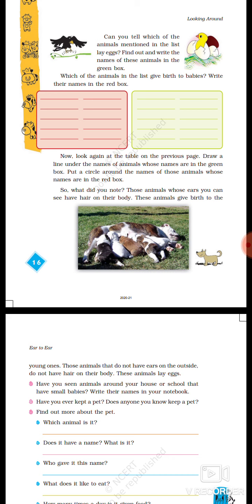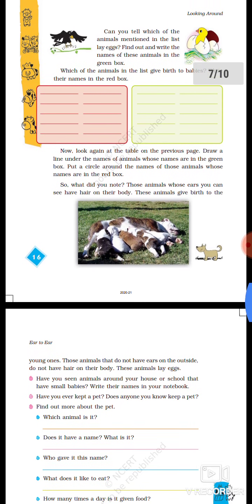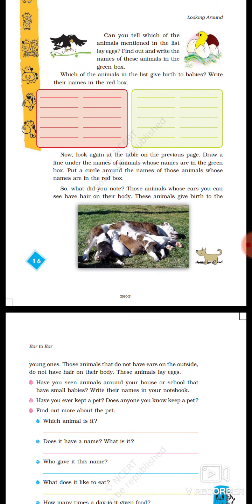Now let us see. Those animals whose ears we can see have hair on their body. These animals directly give birth to young ones. We call them viviparous. Example: cow, dog, cat, etc. And those animals that do not have ears on the outside and do not have hair on their body lay eggs. We call them oviparous. Example: birds, hen, lizard, etc.